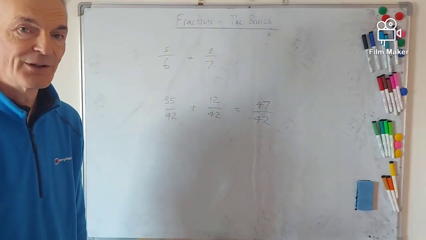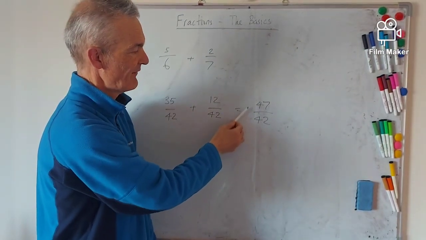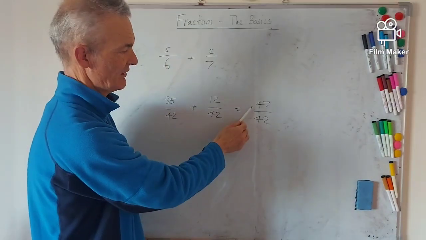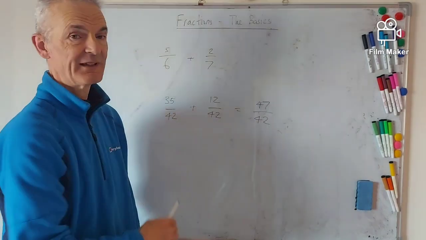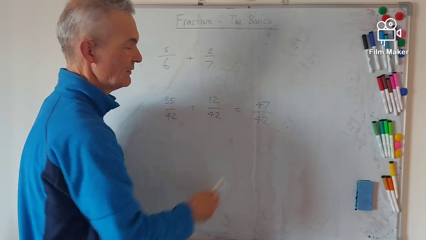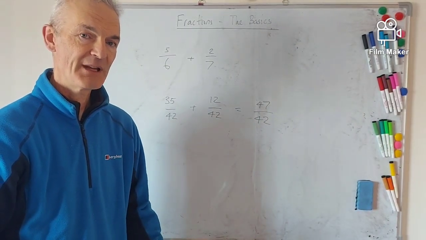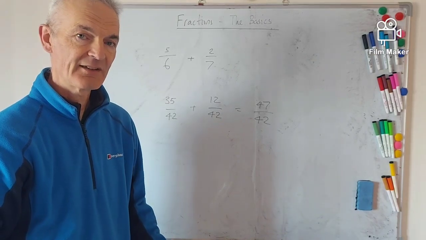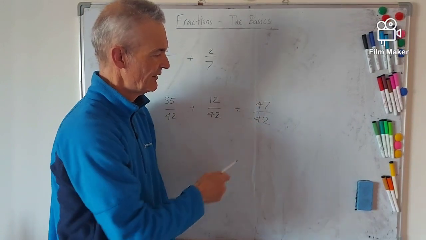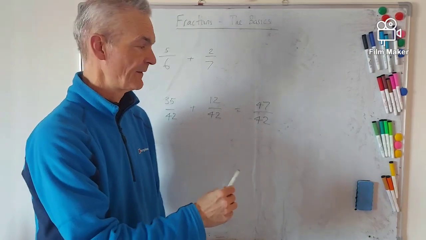Okay. Now, what we've got here in our answer is an improper fraction. It's called an improper fraction because the top is bigger than the bottom, and it's clearly more than 1. So we wouldn't ordinarily leave that like that. We would turn this into a mixed number, and we do this by asking ourselves, how many times does 42 go into 47? Hopefully you can see that it goes in once.